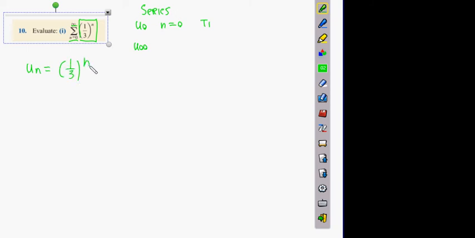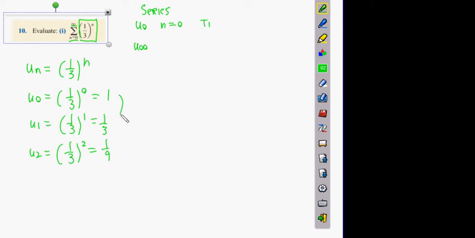Let me start off, right? u0 is a third to the power of 0, which is 1. u1 is a third to the power of 1, which is a third. u2 is a third to the power of 2, which is a ninth. Can anybody tell me the r value? 1 over 3. The a value is 1, r value is a third. So it's just a fancy way of asking you questions 1 to 9.